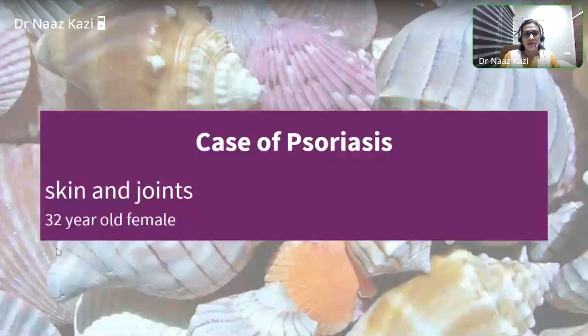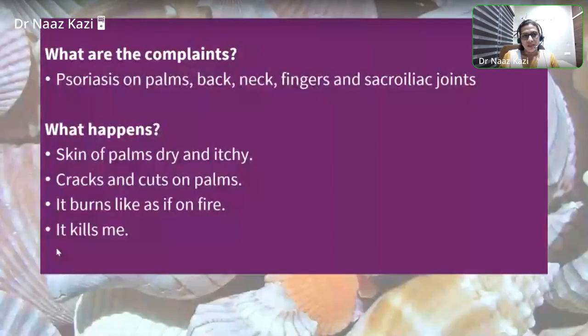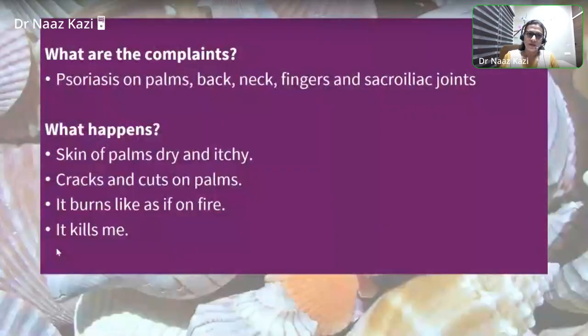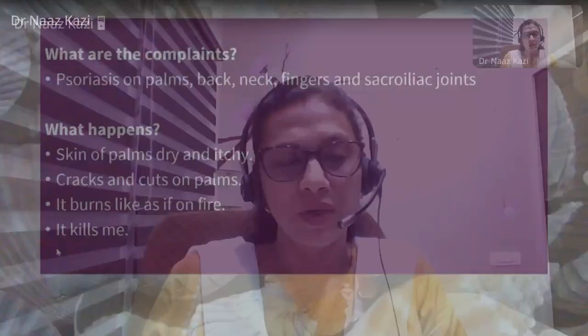So let's see the case. I ask her, what are the complaints? And she says, I have psoriasis on my palms, on my back, neck, fingers, and the sacroiliac joints. So I ask her, what happens? And she says, skin of the palms is dry and itchy. It cracks and cuts. There are cuts on the palms. So I said, okay, what happens to them? And she said, it burns as if it's on fire and it kills me. So I said, what other complaints do you have?